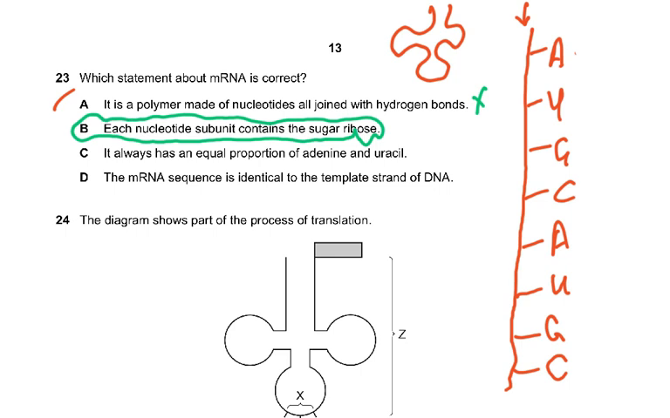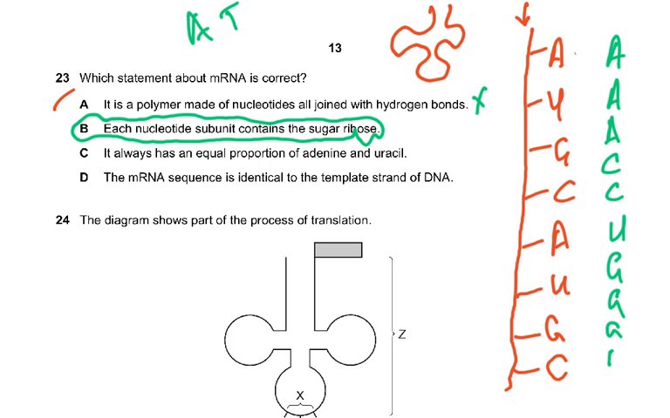C is wrong. It always has an equal proportion of adenine and uracil. How can that be? There could be A, C, U once, and then G. The equal proportion is for DNA. Why? Because A always pairs up with T. But there is no pairing up. There is no ATGC story. There is no AT and GC bonding.